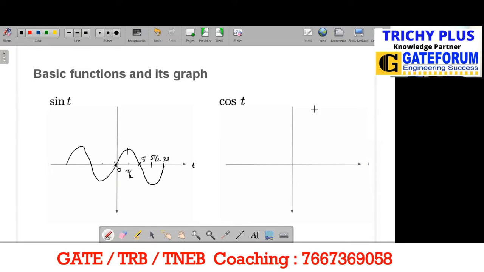Coming to cos, how will it look? Instead of starting at 0 like sin t, cos t will have a value of 1 at 0. It will look something like this, a shifted version of sine by pi by 2. At pi by 2 you'll see a 0 value. At pi you will see -1. Similarly at -pi by 2 it is 0. So this is the cos function.